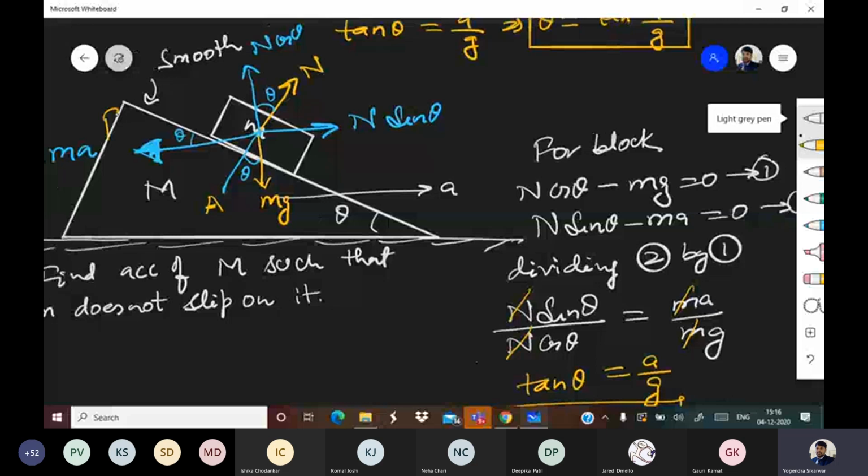So what we did, we resolved N into two components. One is vertical component, which is N cos theta. Another one is horizontal component, which is N sin theta. So for block along vertical, N cos theta minus mg is equal to 0, because it is not accelerating. And along horizontal, if we are solving from the wedge's frame, N sin theta is towards right, minus ma, which was towards left, that's why we have used minus sign, and that is equal to 0, and then we divide it and then we solve.